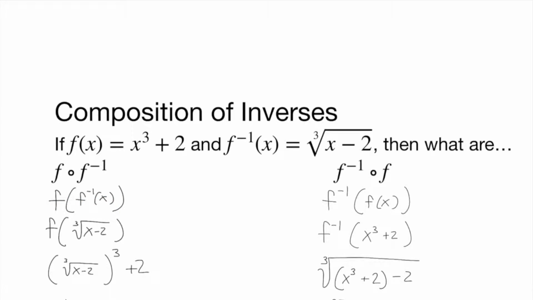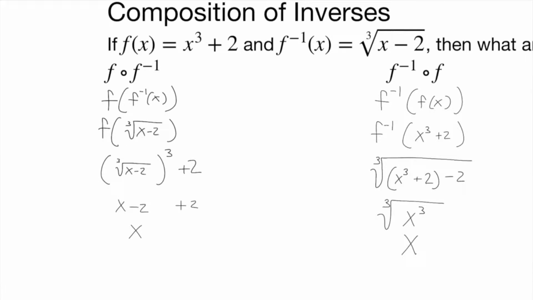Now we remember what the inverse is. It's the cube root of x minus 2. And then if you take all of that and plug it into the original function, it's whatever the input, cubed, plus 2. And the cube root and the cube exponent cancel, and you have x minus 2 plus 2. And then the minus 2 and the plus 2 cancel, and you're just left with x.